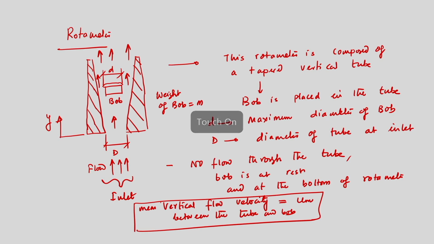If I go to the next slide, now say when the flow is there from the bottom, it will push the bob upward, and the flow will drag the bob along until the mean vertical flow velocity between tube and bob is um, such that the drag force due to um just balances the bob's weight and the buoyancy.